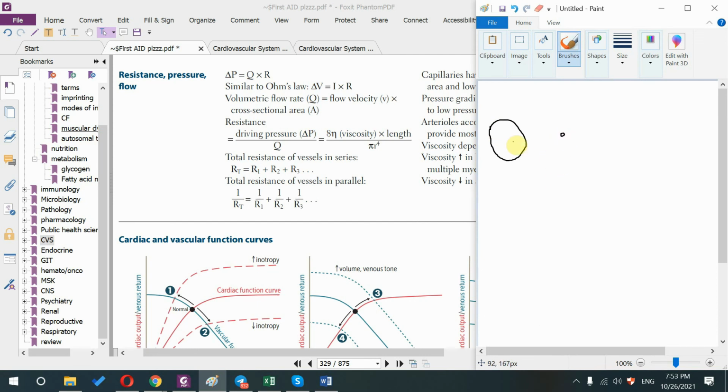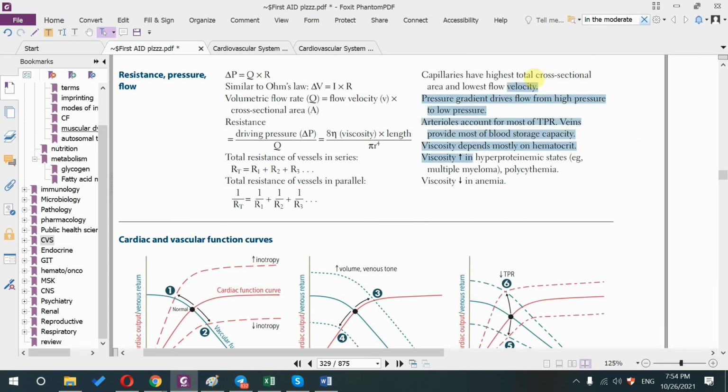But how many aorta do you have? 1. How many capillaries do you have? Millions. So actually it's the total cross-sectional area. So all of these millions next to each other, they will make much larger space than the aorta. Okay, so the total cross-sectional area is much higher.